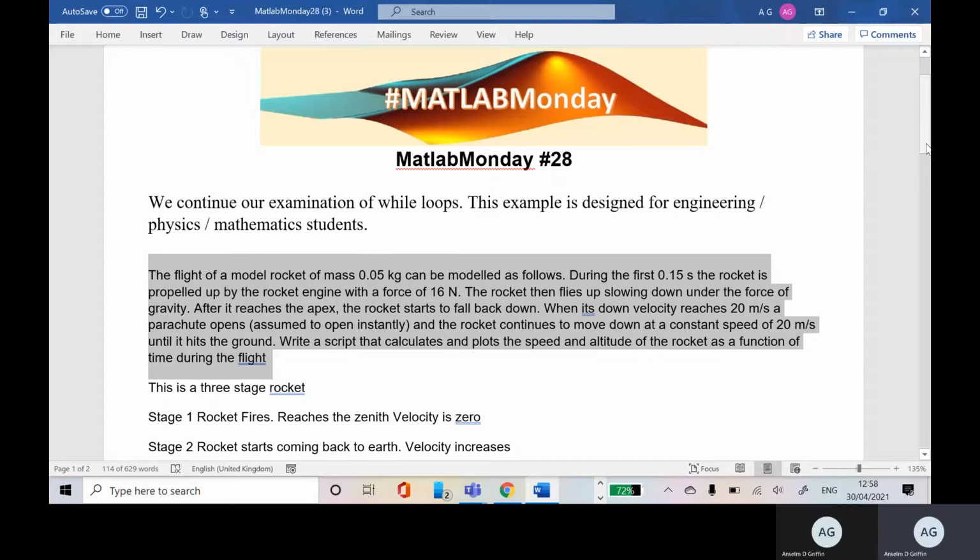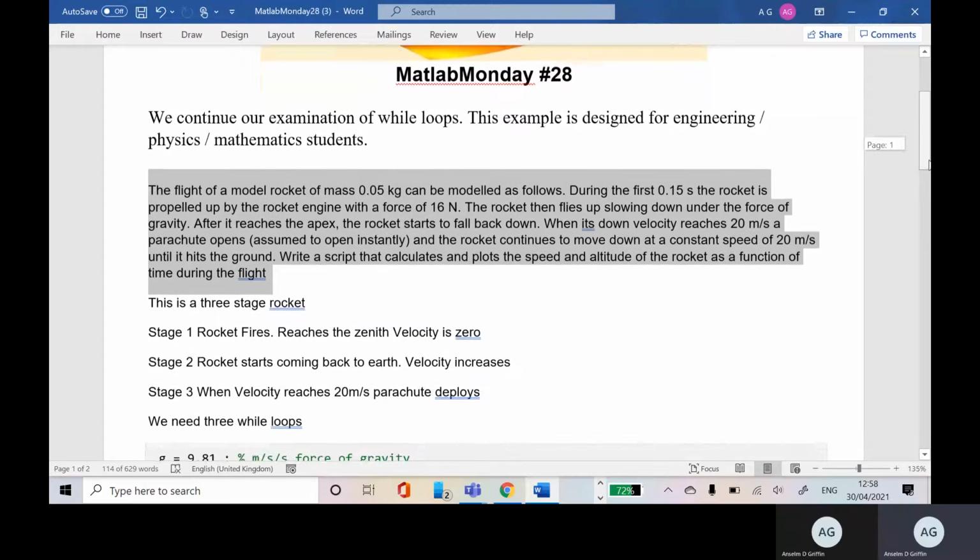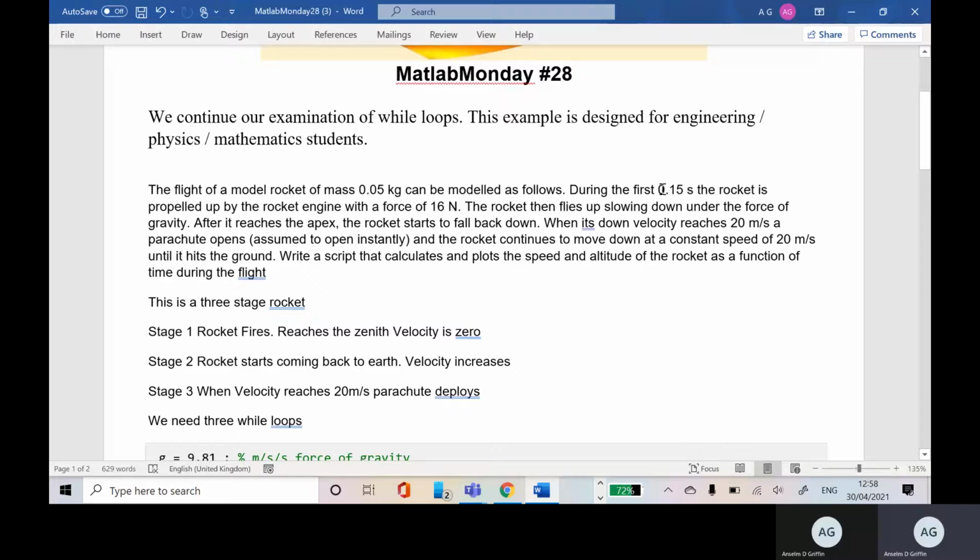So we have a rocket highlighted there. The rocket fires and there's fuel in the rocket. It's a toy rocket. So we get a burn for 0.15 of a second. The fuel burns for 0.15 of a second. The upward force is 16 newtons.